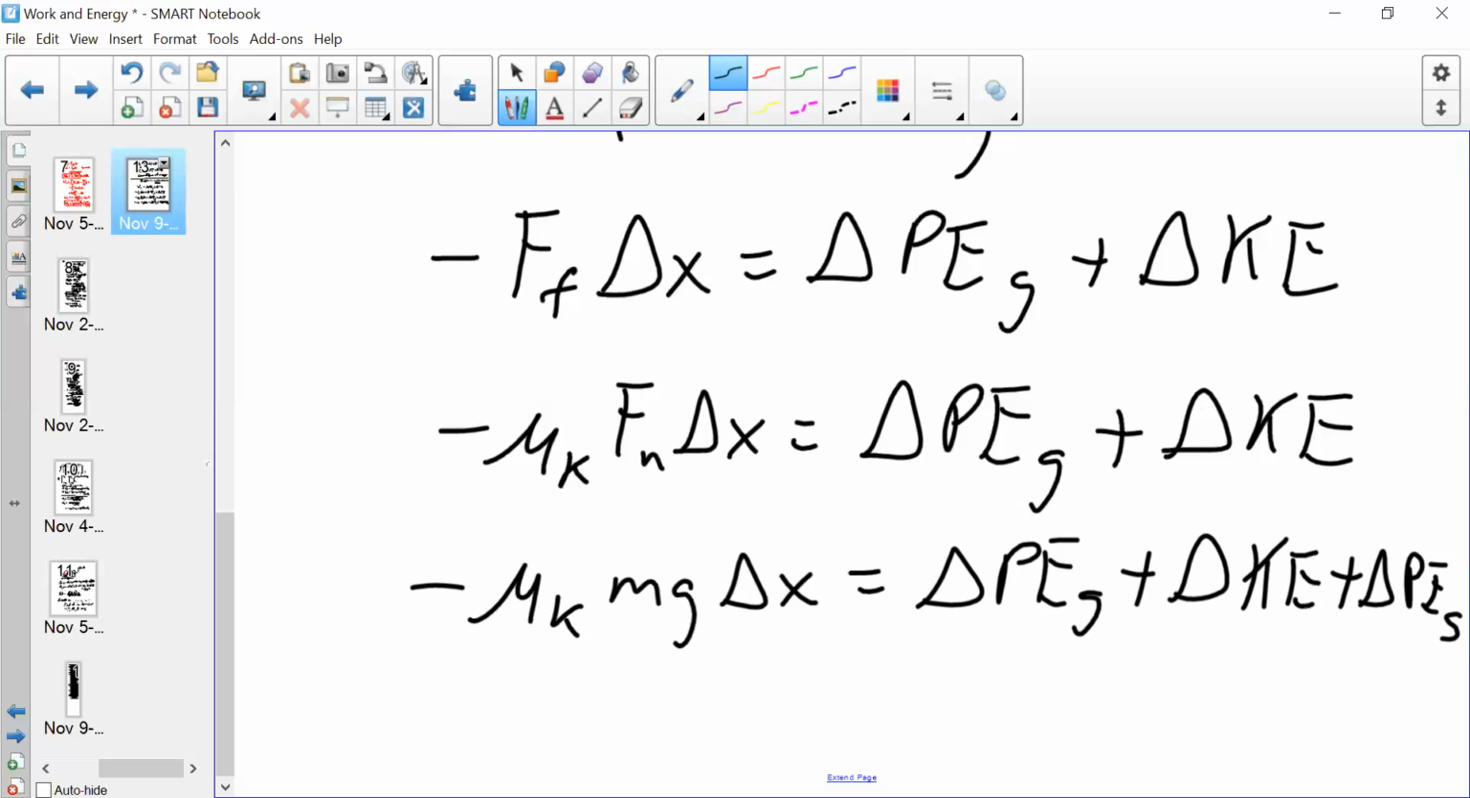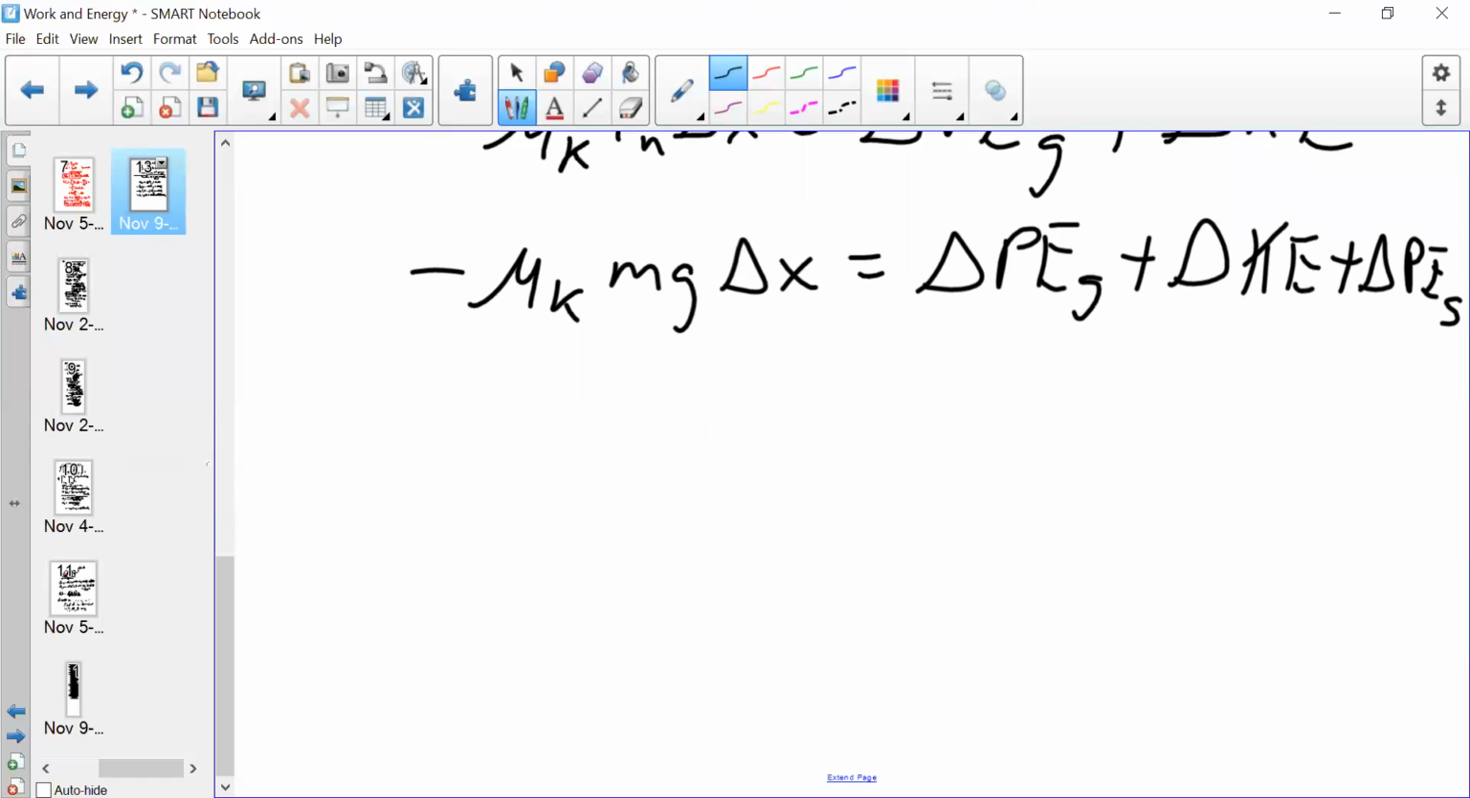So if we had a mass on a spring, this is actually an AP problem from some years ago. We have a spring compressed, and the question was something like, what's the spring constant? Because this thing was compressed and here is zero. And then the guy got some height h in the air.